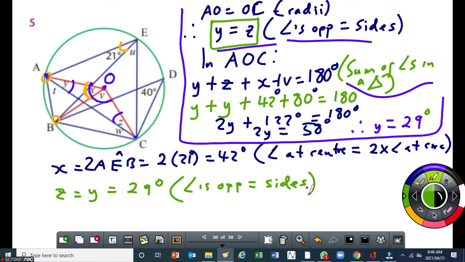The technique that I used here is very important. There are some questions in geometry where you have to do what I did there, to replace a variable with another variable if they are equal.